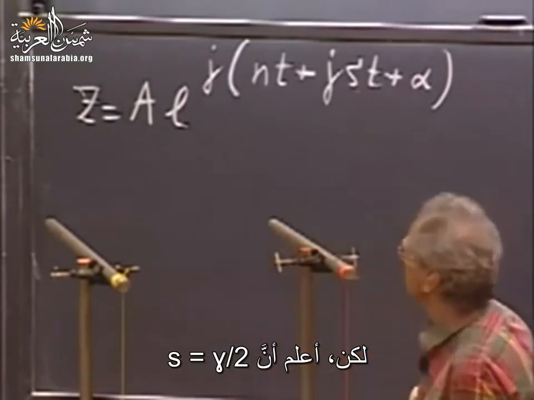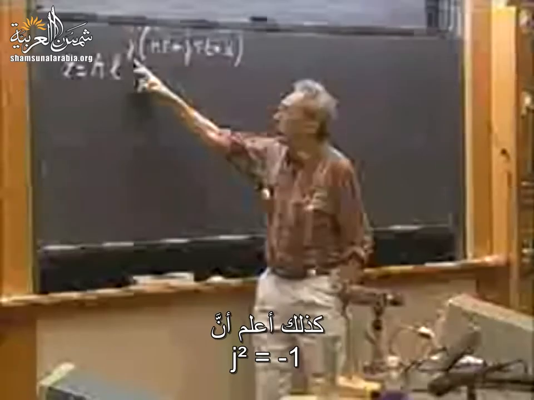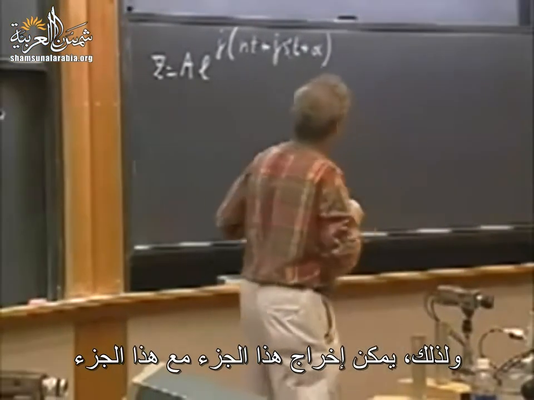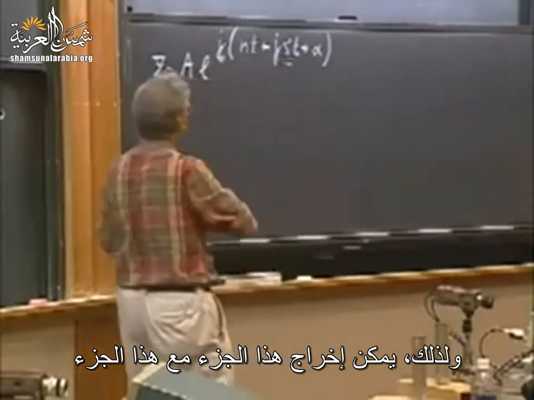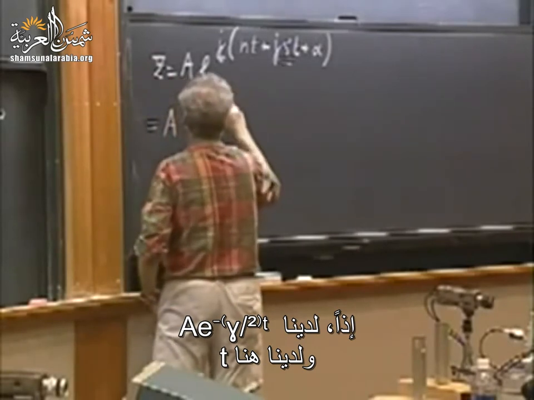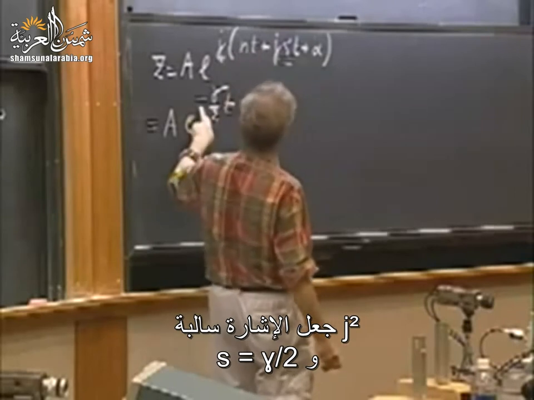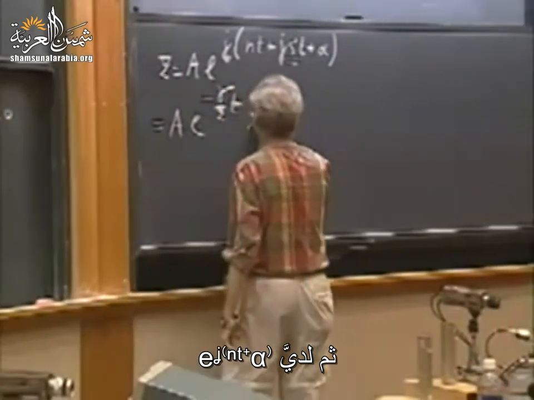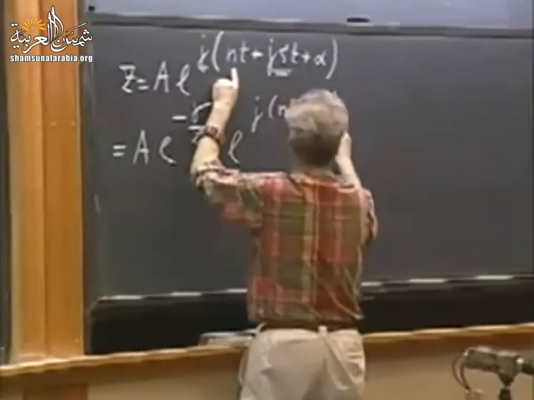But I know that s is gamma over 2. But I know that j squared is minus 1. So therefore, this part here and this part here can be brought out. So we get a times e to the minus gamma over 2 times t. Here we have the t, the j squared makes it the minus, and s is gamma over 2. And then I get e to the power j times nt plus alpha.